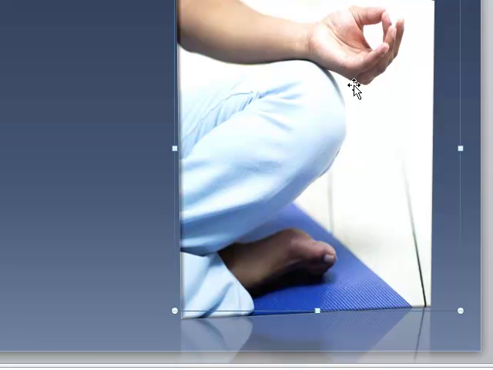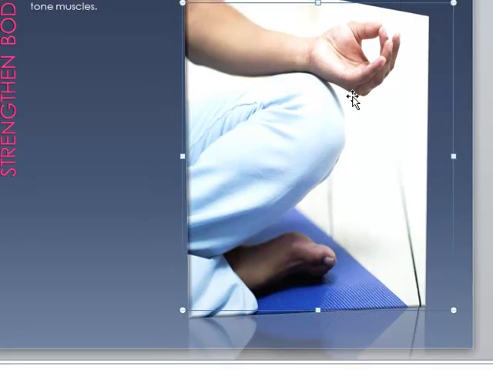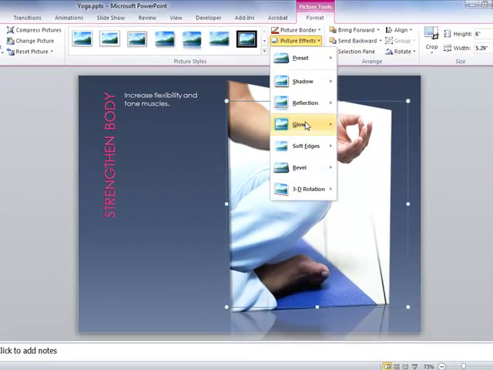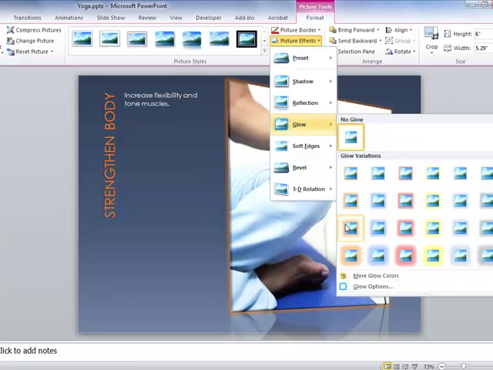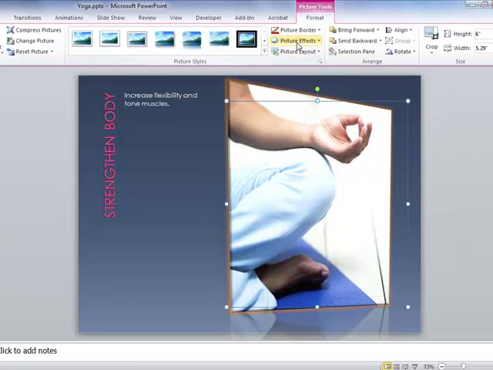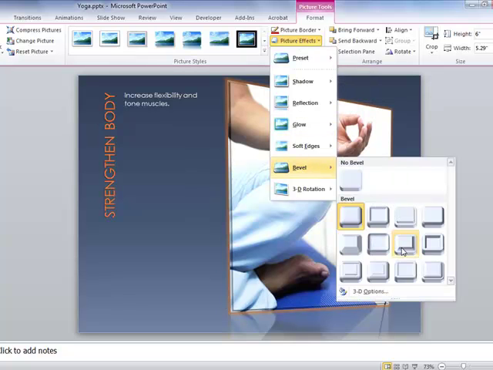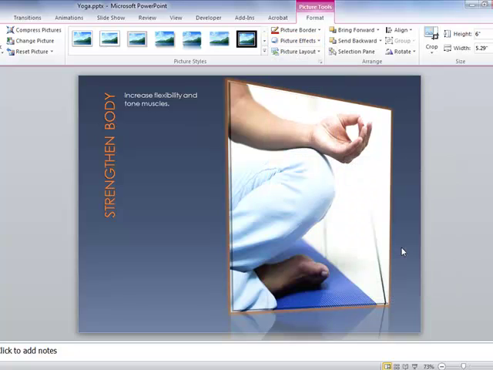Okay, the next thing that I'm going to do is apply some picture styles to the same picture. I'm going to do the same picture styles. I'm going to add that glow. Okay, same glow. Okay, I'm going to add a bevel, but I'm going to add a different bevel to this one. I'm going to add this one right here, the convex. Okay, just a little bit different look.